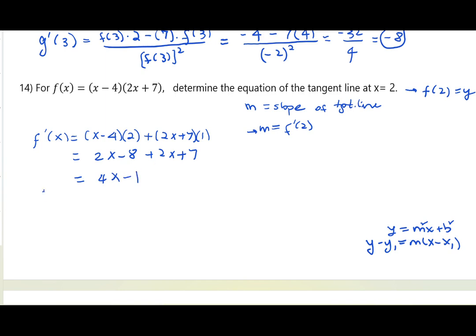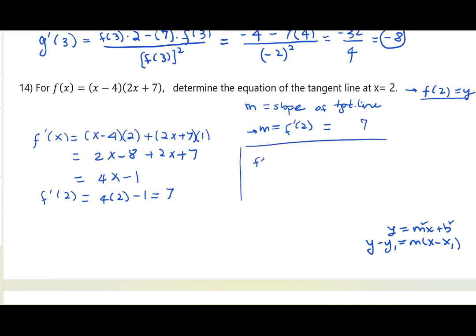Remember, we need to know the slope at the point 2. So f prime of 2, plugging in 2 here for x, 8 minus 1, we're going to get 7. Okay, so now we have our answer. Slope is equal to 7. Okay, next let's find f of 2 to get the y-coordinate.